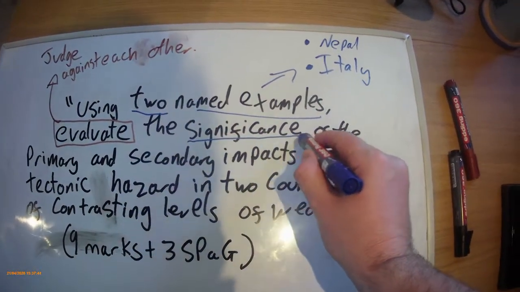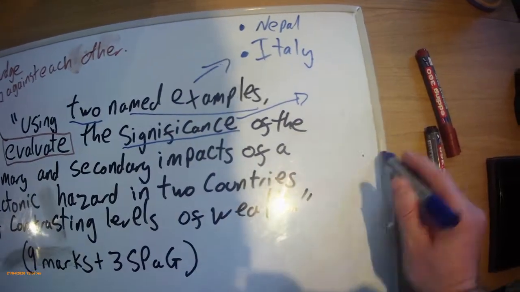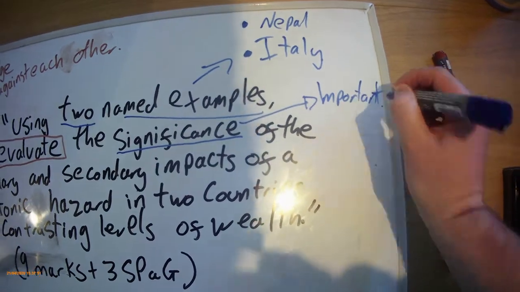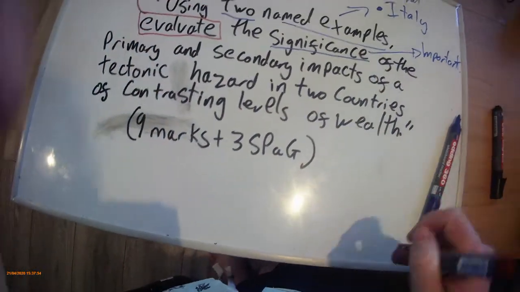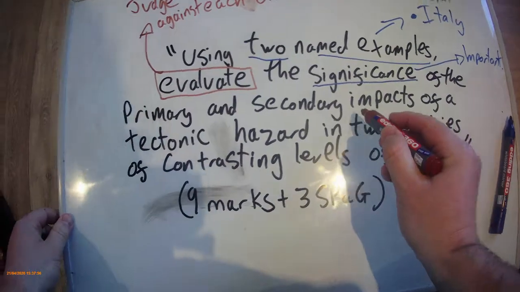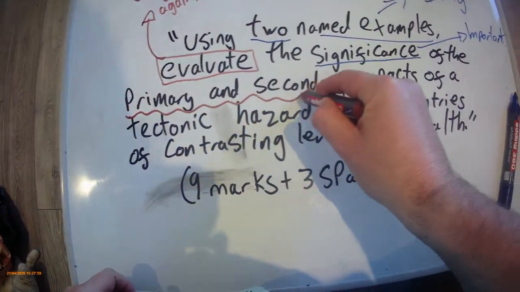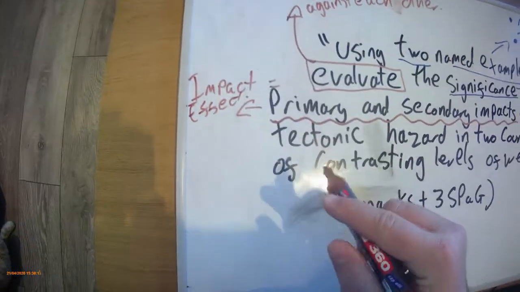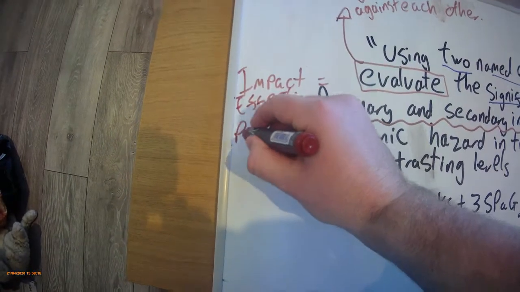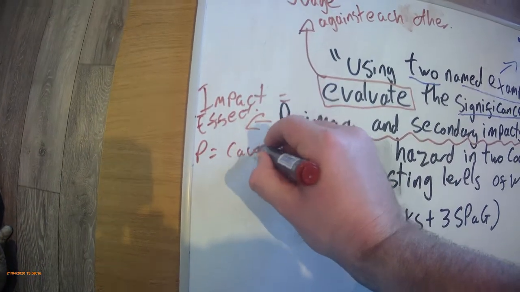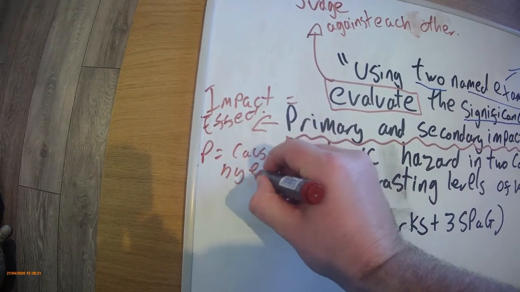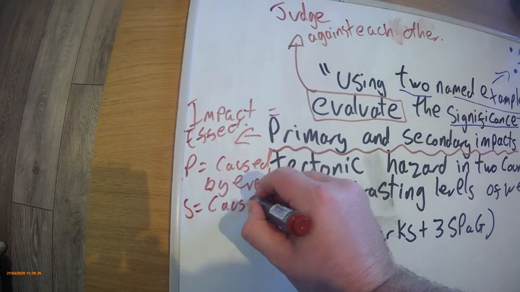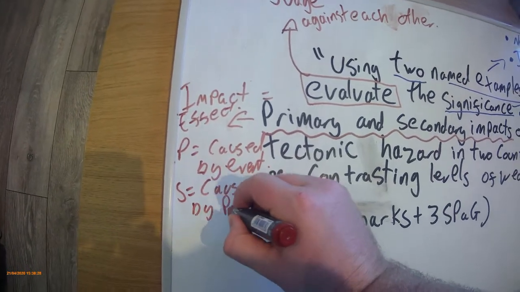Significance is another key word. What do we mean by significance? Well, it is a fancy word for importance. How significant something is, how important it is. Primary and secondary impacts, there is another key bit. So an impact is an effect. And we know our primary impacts are caused by the event. And our secondary impacts are caused by our primary.